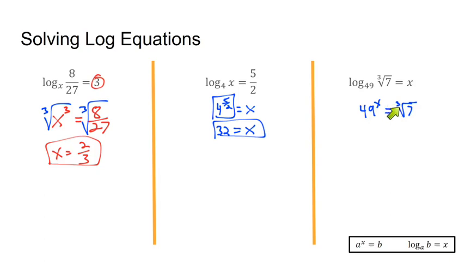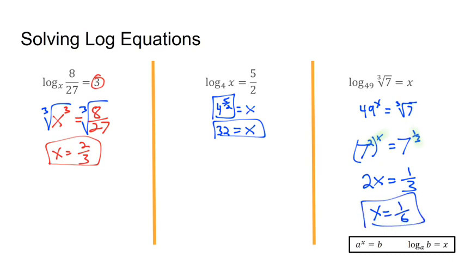Since I have basically an equation involving exponents, let's rewrite both of our bases as the same base. Meaning, the cube root of 7 is the same thing as 7 to the 1/3 power. 49 is the same thing as 7 squared. And now that I've written both sides of my equation with the same base, we know that 7 to some power equals 7 to some power, so those powers must be equal. In other words, 2 times x must be equal to 1/3. So if I divide by 2 on each side, we get that our solution there is x equals 1/6.